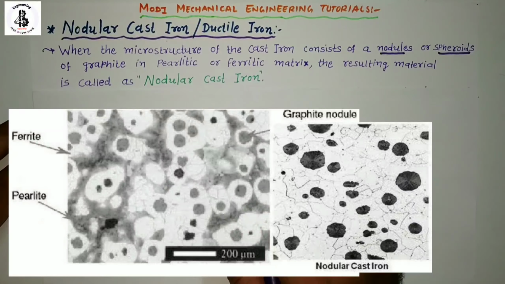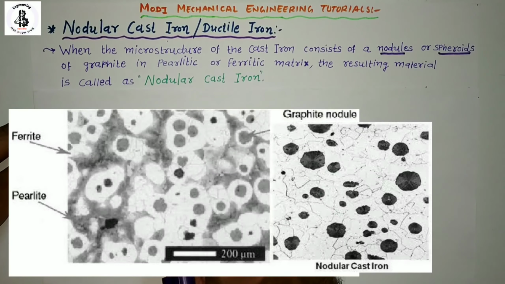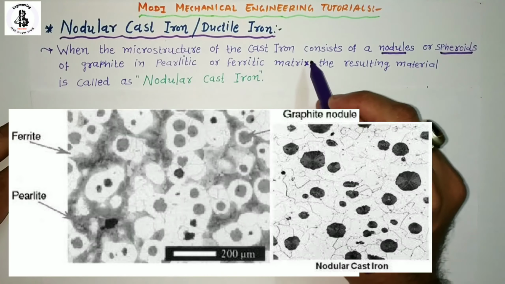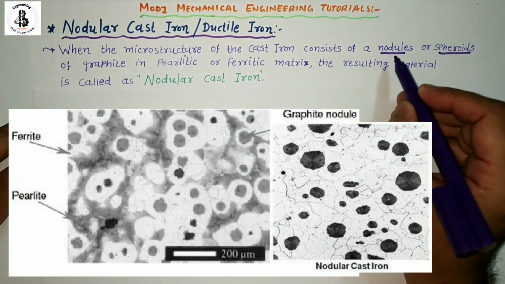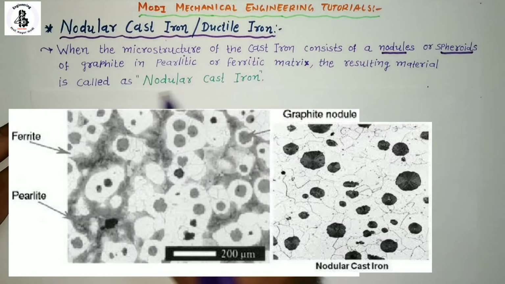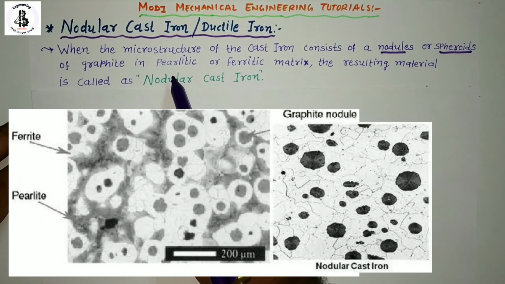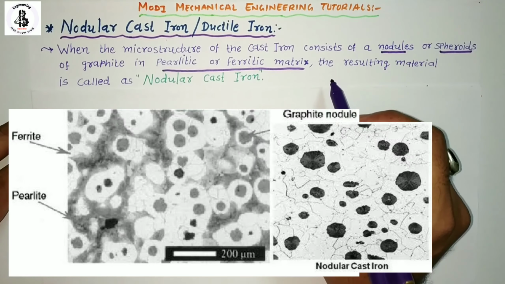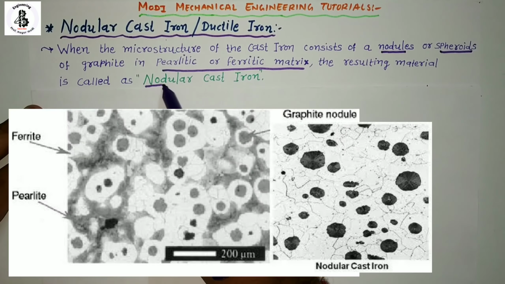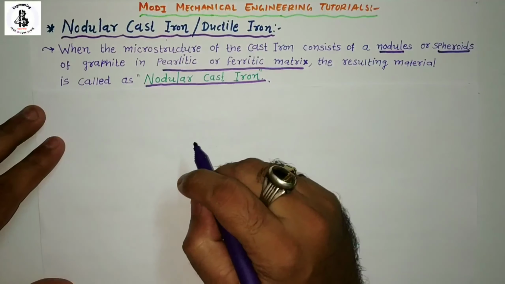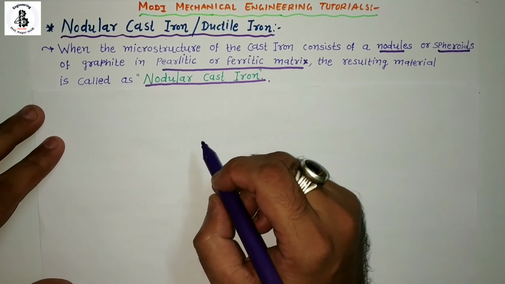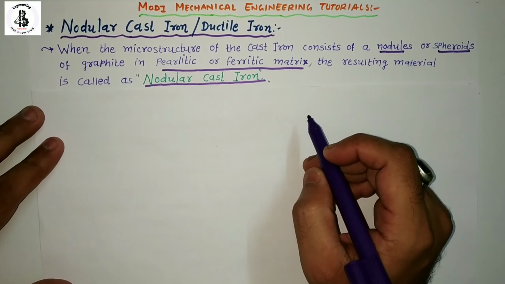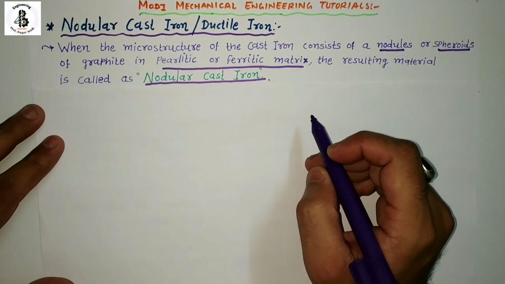You can see the microstructure of nodular cast irons, or you can say ductile irons. The microstructure of these cast irons consists of nodules or spheroids of graphite in a pearlitic or ferritic matrix. The resulting material becomes nodular cast iron. It is also called ductile iron, spheroidal graphite cast iron, or spherulitic iron.